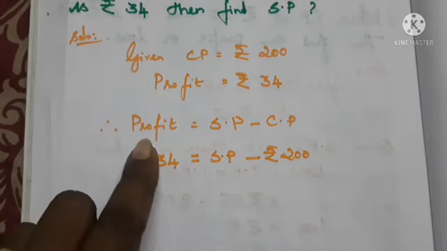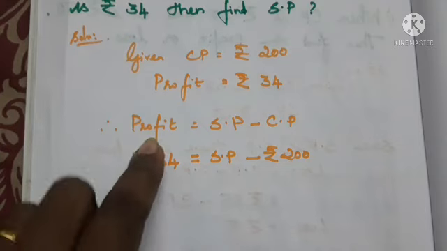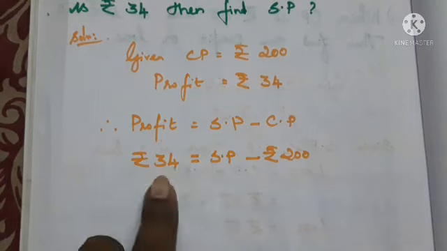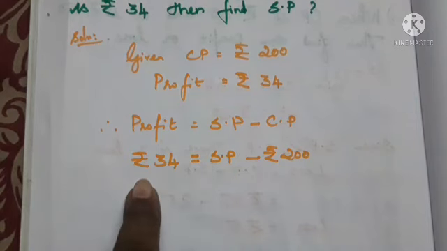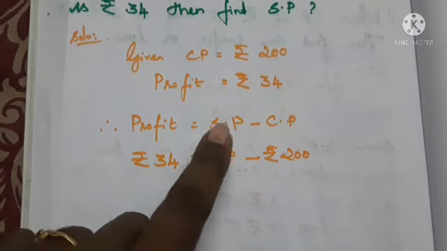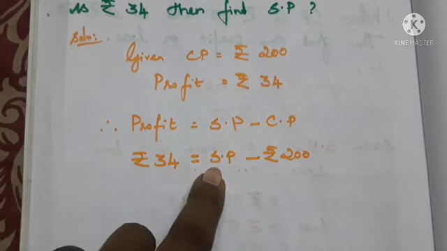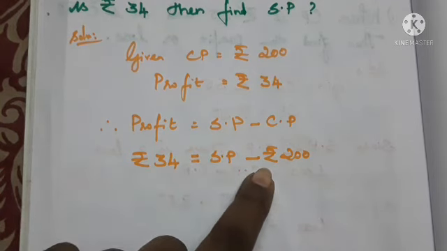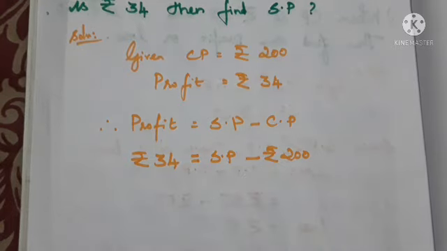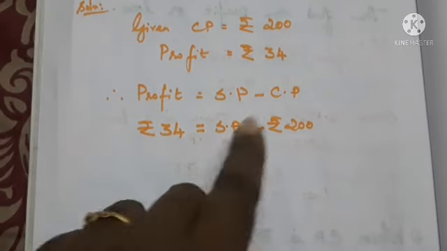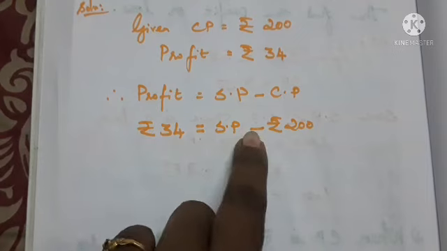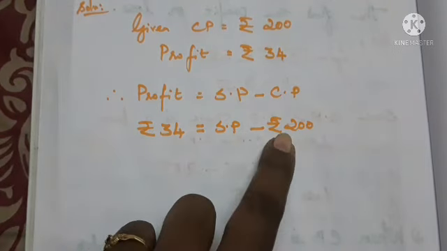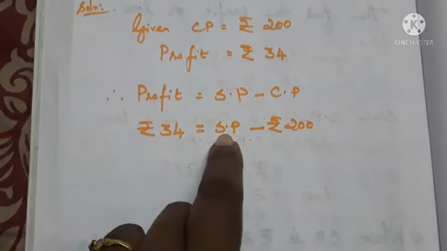So from the given information, the profit formula is selling price minus cost price, SP minus CP. So the profit amount is rupees 34, that is equal to the selling price, which we don't know. So we can write SP minus the cost price, rupees 200. So we have to find out the selling price now.